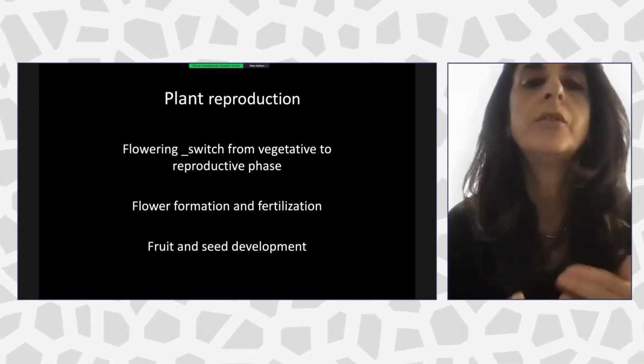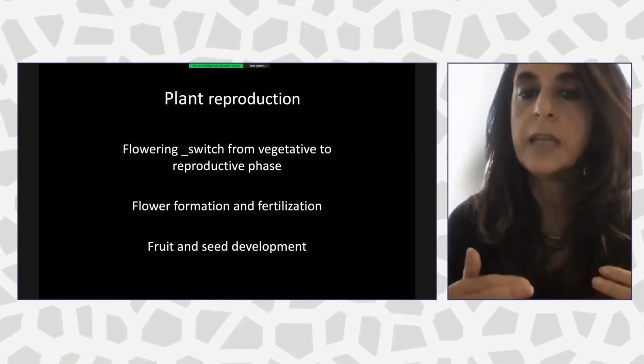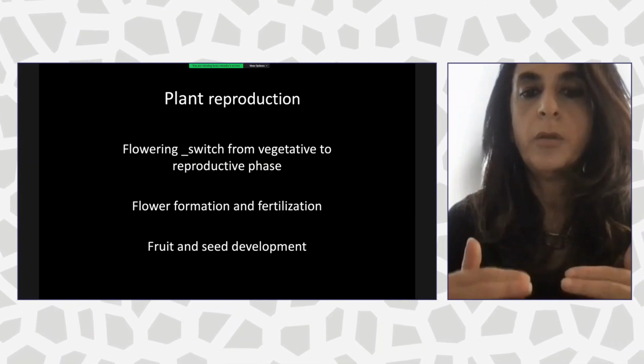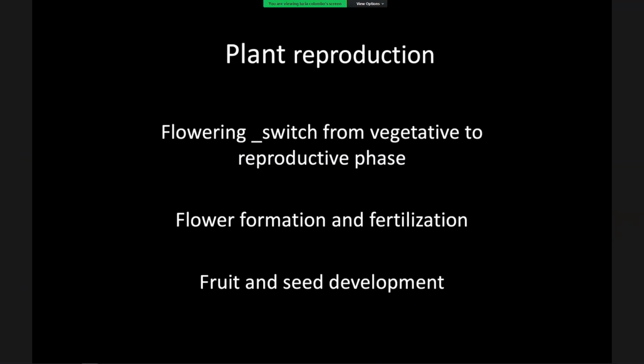If we want to summarize plant reproduction, we can divide it into three major phases. The first one, of course, is flowering, the switch from vegetative to reproductive phase. Once we have the switch, the next step is flower formation and fertilization, upon which we have the third phase in which seed and fruit develop.